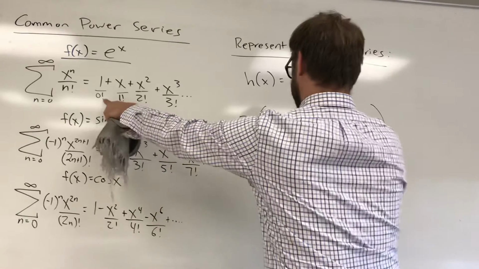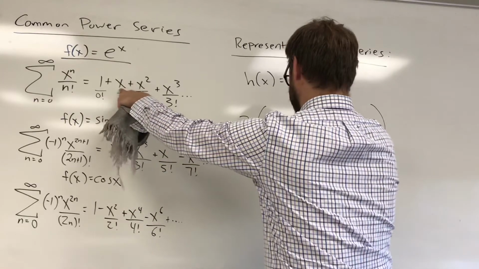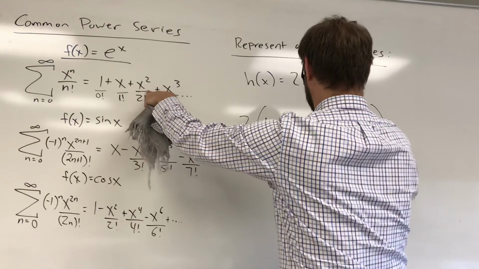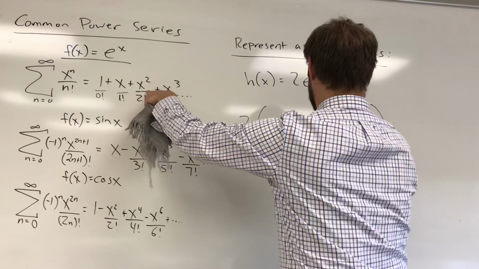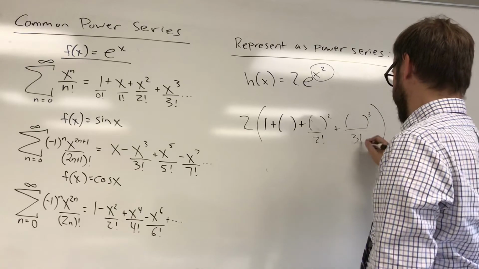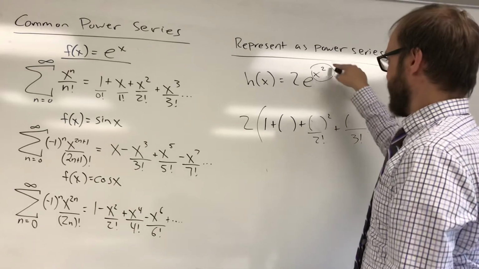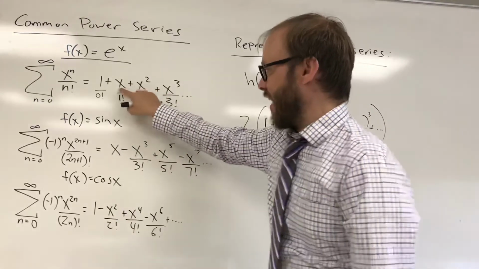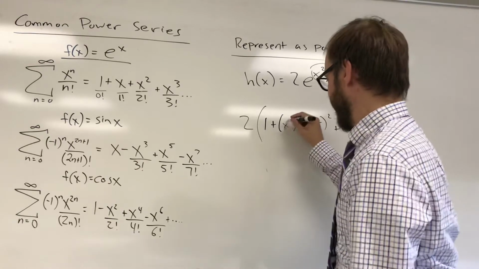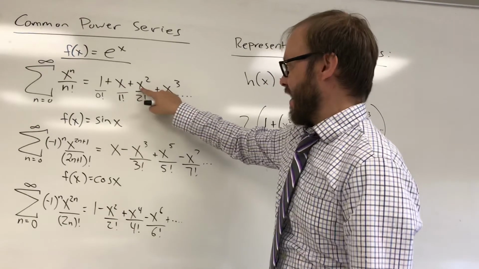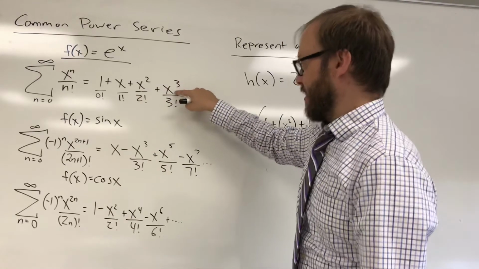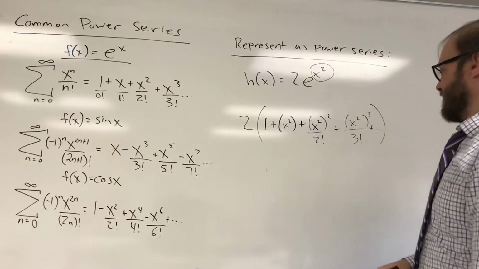So my series is going to be 1 plus the input squared over 2 factorial plus the input cubed over 3 factorial and so on. But my input here is going to be x squared. So it's going to be x squared here. Oops, it's going to be x squared here, sorry. We'll have x squared squared, which I have here. We'll have x squared as my input cubed, and so on.